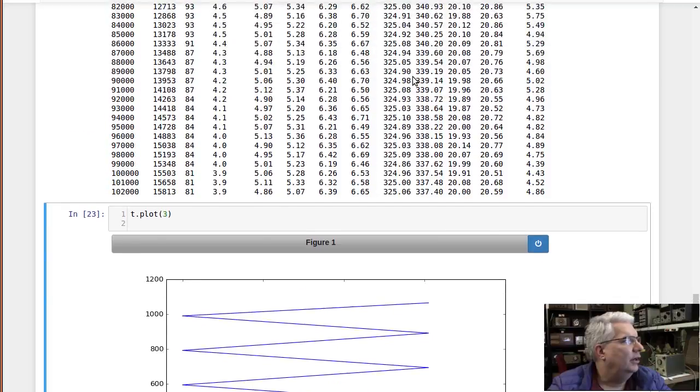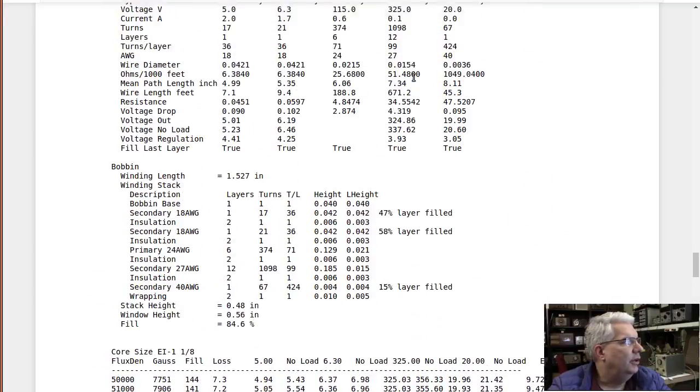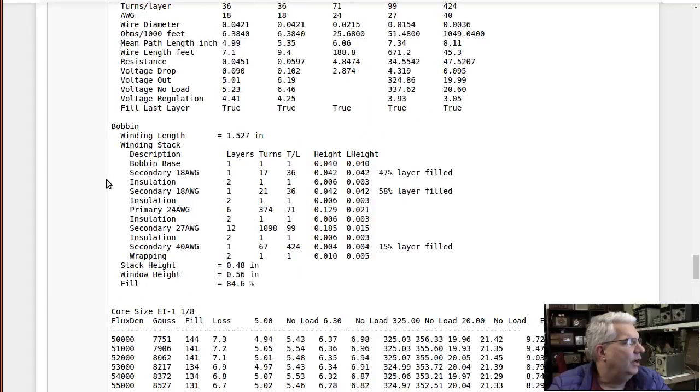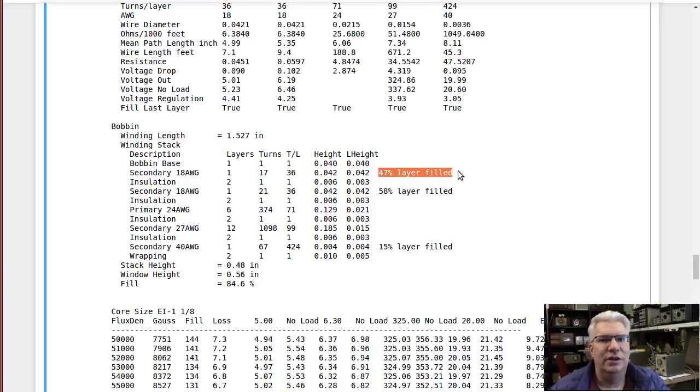One last thing here, I'm going to show you one more additional thing that this will do. If you look at this winding stack, it tells you here that this layer is a partial layer. So it's going to do a complete fill of the wind. It's not going to wind the wires right close together. It's going to skew them so that the complete wind is all the way across and fills the window. So this says 47% full if it was winding tight, and 58% if this one's full.